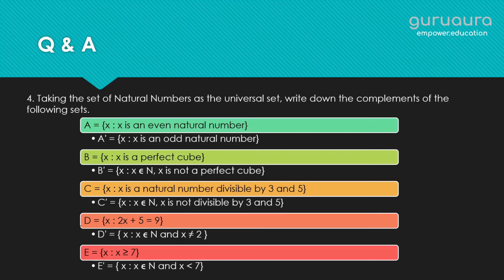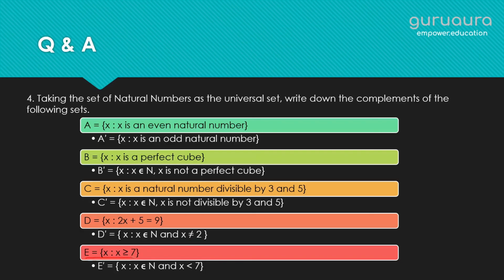Now let's check set D. x such that twice x plus 5 is equal to 9. Now if we solve for x, in this case we get the value of x as 2. So all the natural numbers excluding 2 will be the elements in the D complement set. So D complement is the set of all x such that x belongs to natural numbers and x is not equal to 2. Now let's see set E.